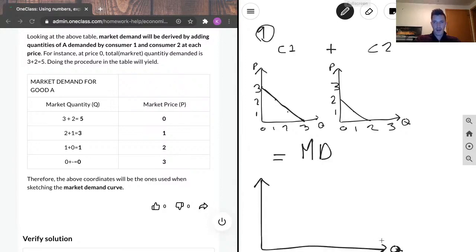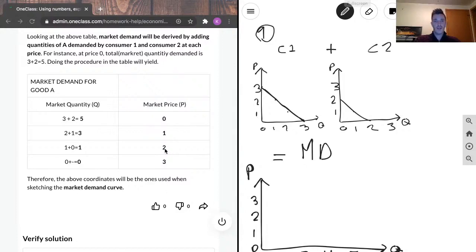So we've got Q and P again. So prices again going to go 0, 1, 2, 3. We can have 0, 1, 2, 3, 4, and 5. So at a price of 3, consumer 1 demanded 0 of the good, and consumer 2 demanded 0 of the good. So the market quantity is 0.